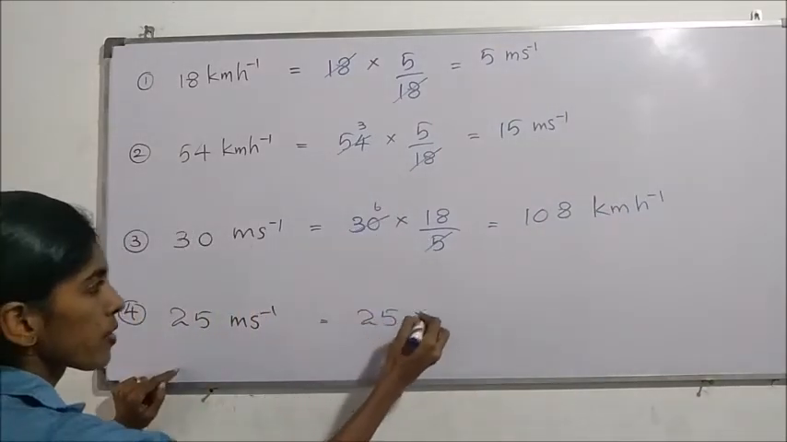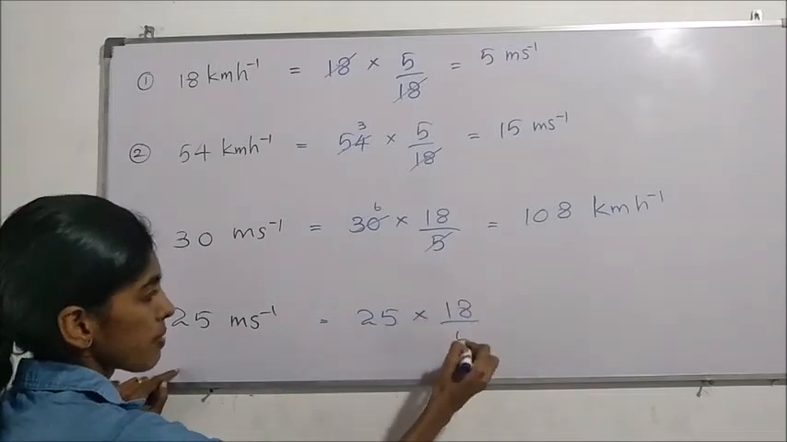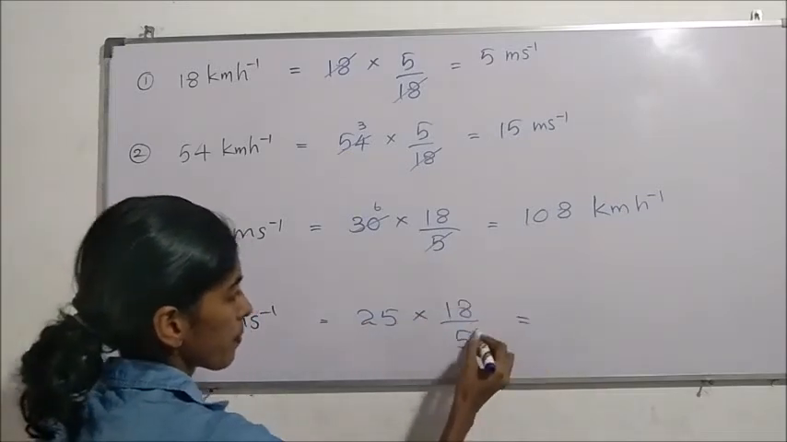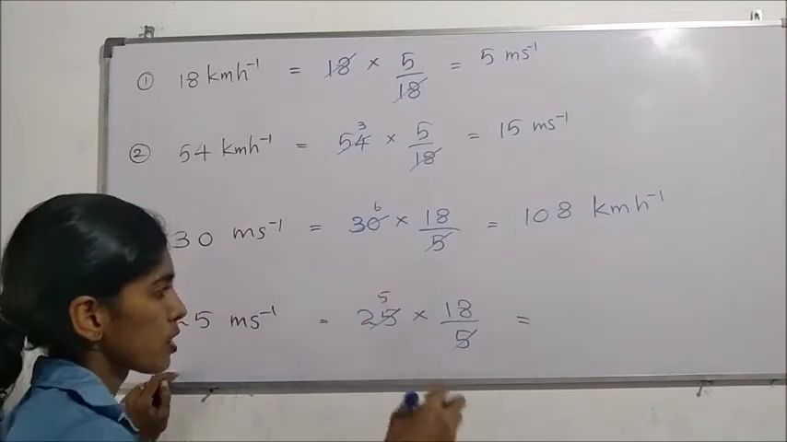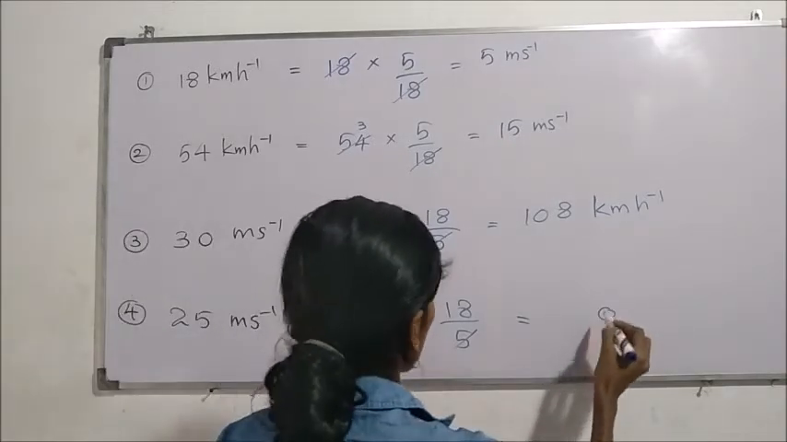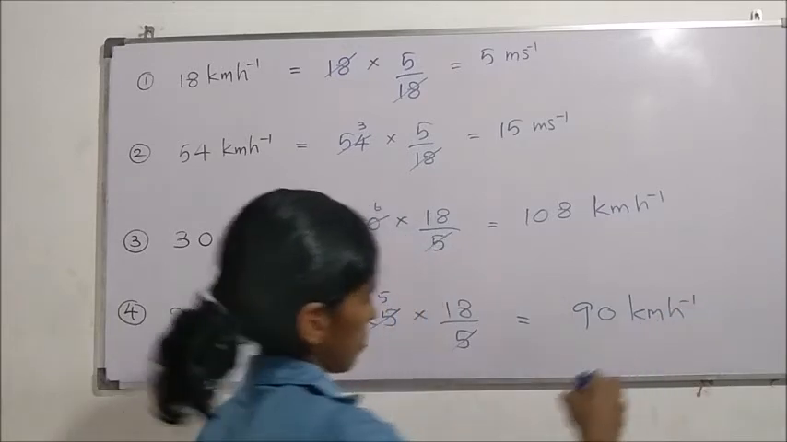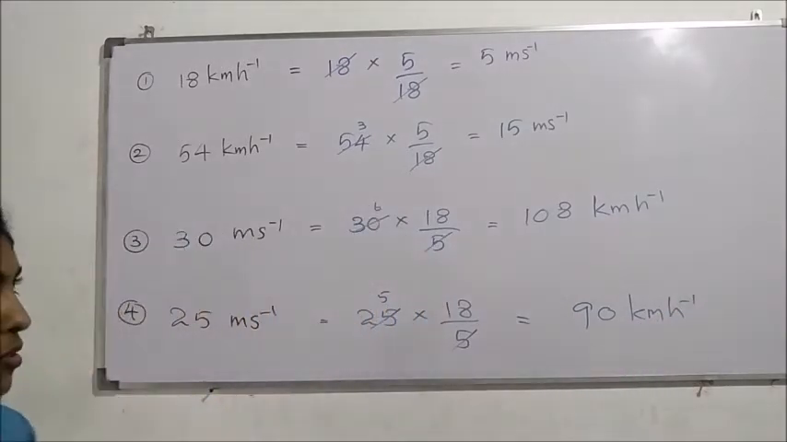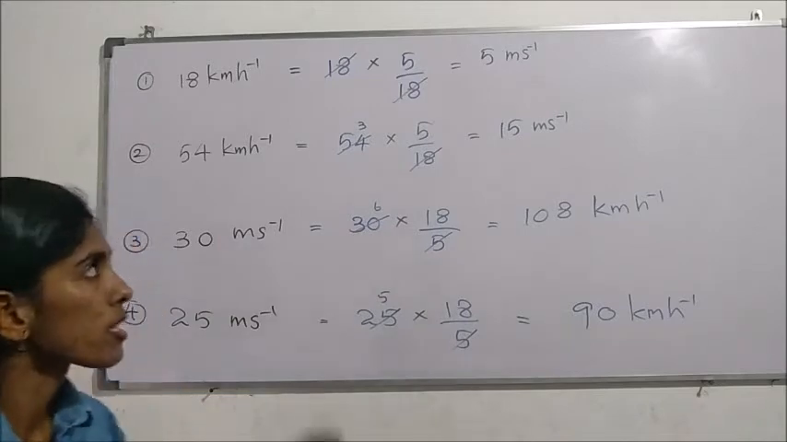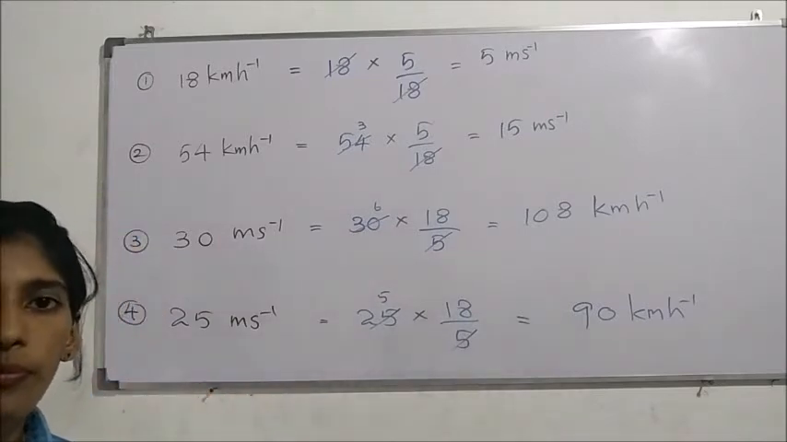Next, 25. Multiply by 18, divide by 5. 5 times 5 is 25. 90 kilometers per hour. So now you may be thinking why we should learn this conversion thing.